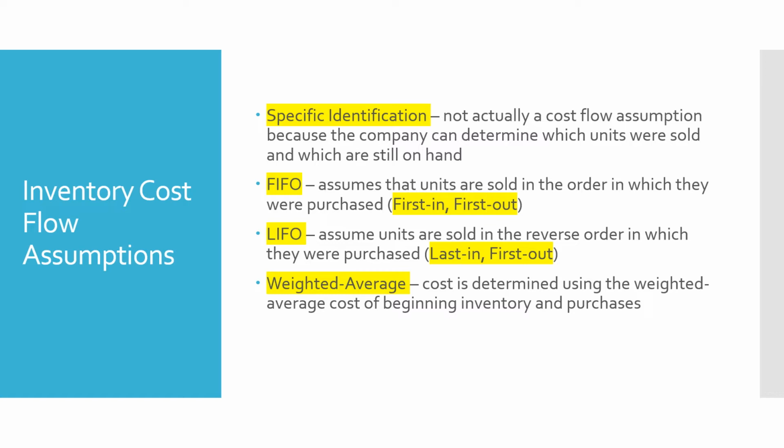Under weighted average, we're going to determine a weighted average unit cost based on what we paid for beginning inventory and purchases, and then we'll use that weighted average unit cost to figure out the value of ending inventory and the value of cost of goods sold.